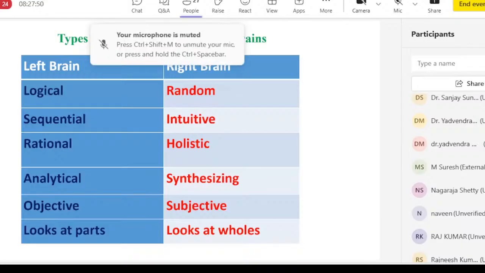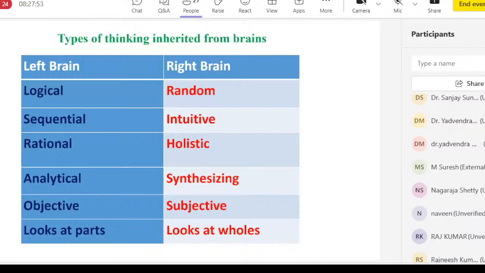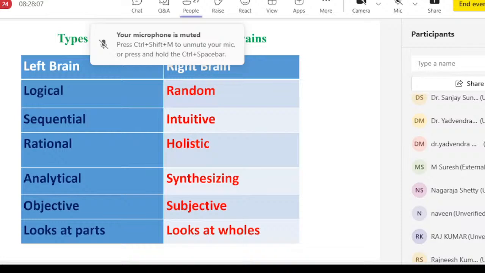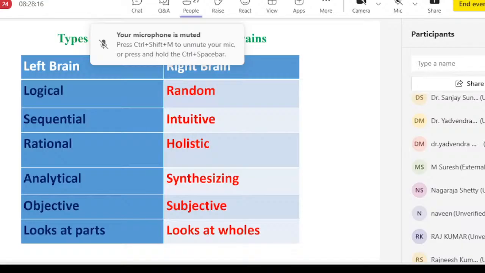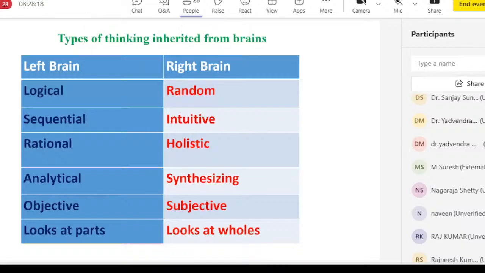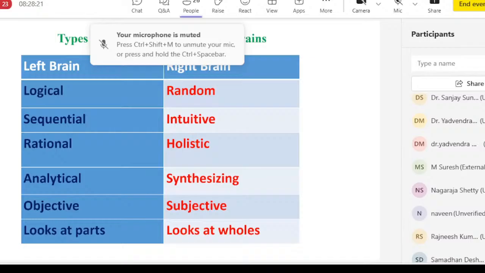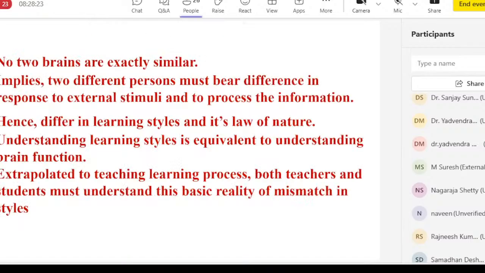Then it is holistic. The entire conceptualization is holistic. As a whole it thinks. So not the incremental analysis, this part, that part, and then combining, no. So as a holistic, the synthesizing. Once they collect the information, they synthesize the information. It's subjective. Subjective means that it is for you one thing, it's for you another thing. So this is subjective. And looks at wholes. So overall, I have already told you that it's a global learning process.